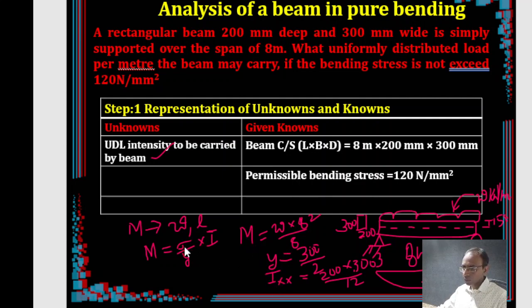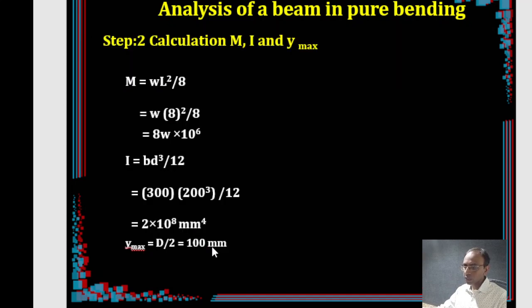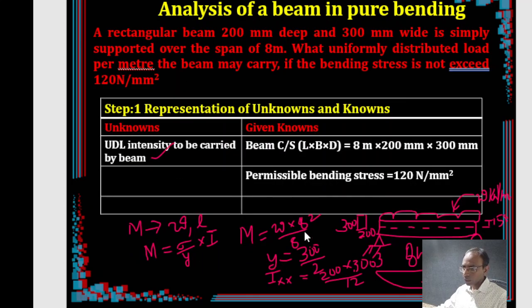I is known, y is known, sigma was anyway provided. So the only unknown here will be w. You can get one equation with one unknown. Let's look at how you get that solution. So you got this, 8w, the same value we got here, 8w, because the 8 and 8 get cancelled.